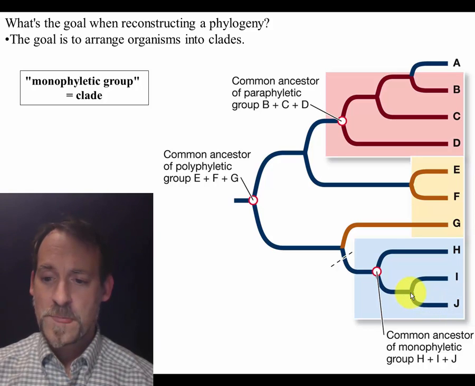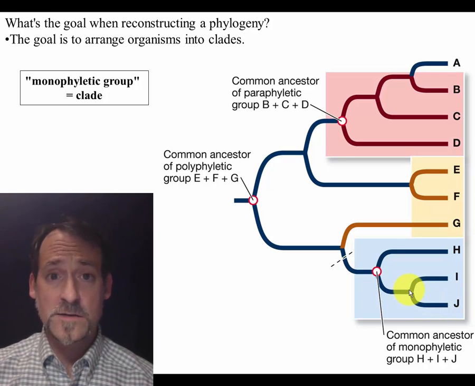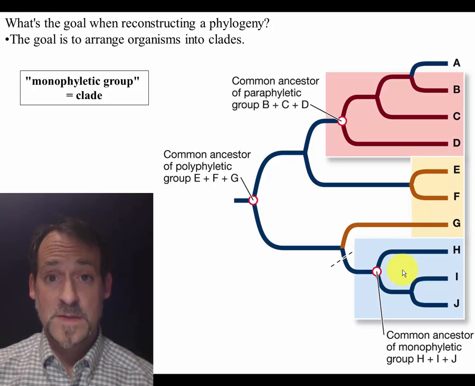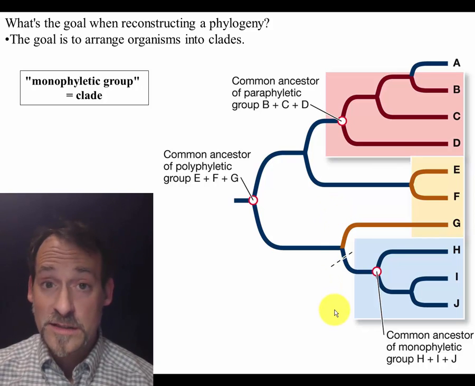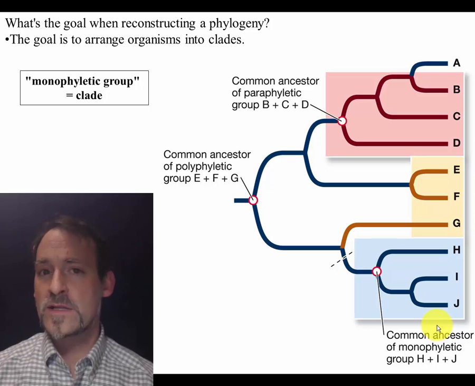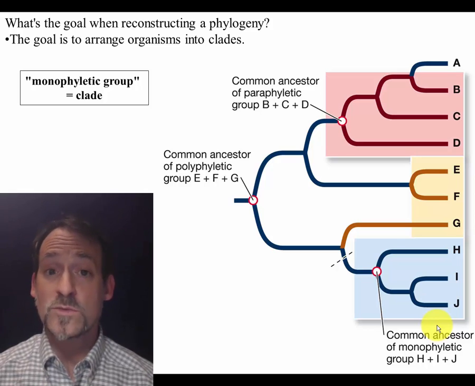Okay, if you took this ancestor here and you put a big box around it and I and J, that would be another clade because it would contain an ancestor and all of its descendants. If you started here and put a box around G and H and I and J, that would be a clade because it would contain an ancestor and all of its descendants. Okay, so that's one thing that's always true about clades. You can nest them within one another.